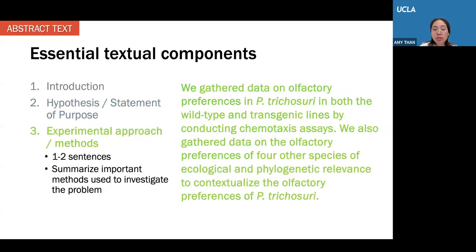You'll then include the experimental approach. So this is also 1 to 2 sentences, and you likely summarize important methods used to investigate the problem. So, for example, you can say that we gathered data on olfactory preferences in the specific bacteria in both wild type and transgenic lines by conducting chemotaxis assays. So this is talking about the methods that you use. We also gathered data on the olfactory preferences of 4 other species. And so this is talking about what type of data was used. So this is the methods and this is what data was used. And this essentially is the experimental approach entirely.